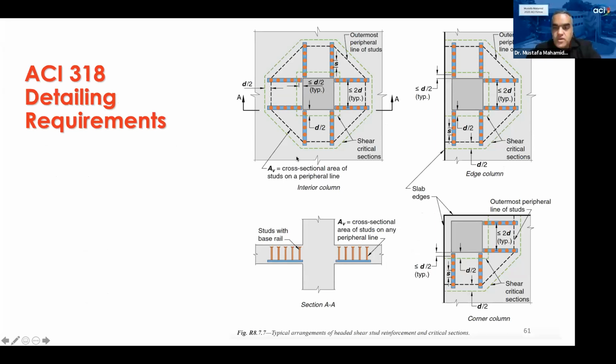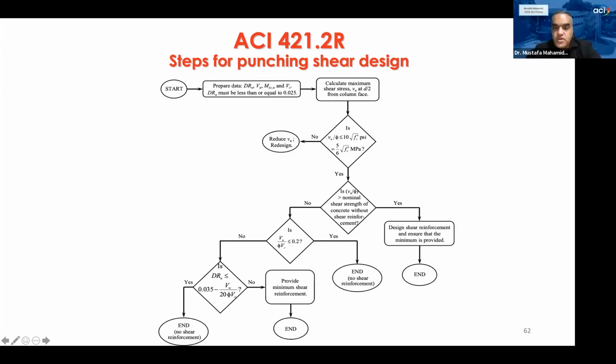And this flowchart discusses the design procedure, the steps for punching shear design that we discussed. So you can just follow this design procedure and, for example, you need to determine the drift, VU, MU, and then the capacity of the concrete. The drift ratio must be less than or equal to 0.025. Then calculate the maximum shear stress, VU, at D over 2 from the face of the column. Then check if VU over φ is less than or equal to 10 times the square root of f'c. This is the maximum capacity.